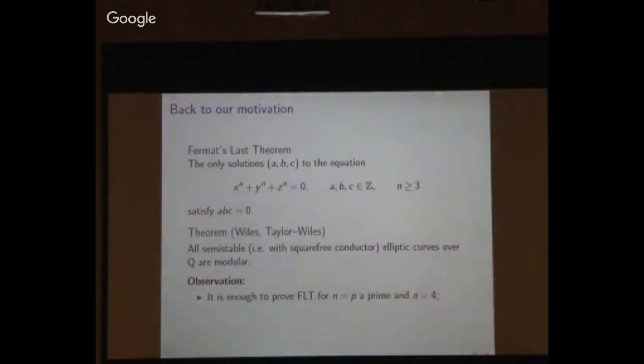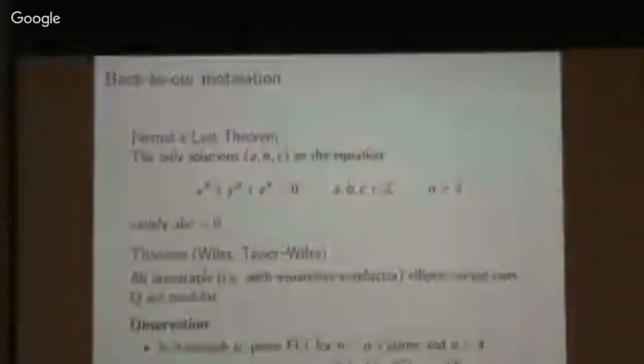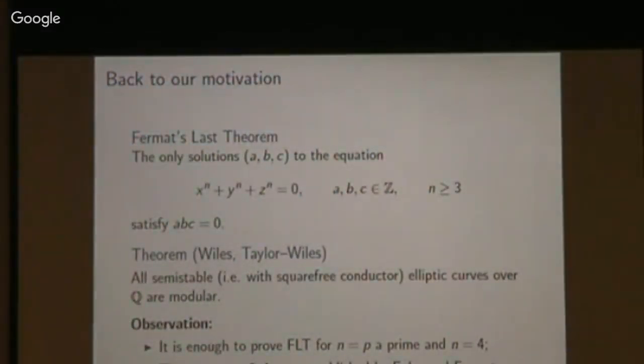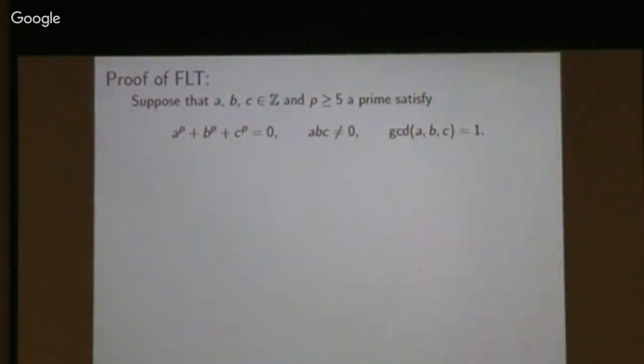The first thing to note is that we can prove Fermat's theorem if we can prove it for exponent P, a prime different from 2, and for exponent n equals 4. The cases n equals 3 and 4 were established by Euler and Fermat. So we can start with a prime P greater or equal than 5. Let's suppose that we have a solution A, B, and C to the equation, and this solution has the property that A times B times C is non-zero, and the GCD of A, B, and C is 1.